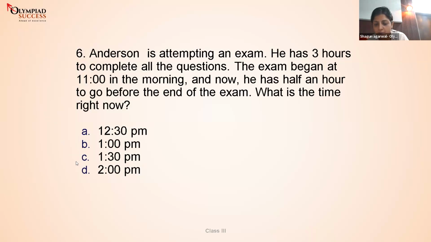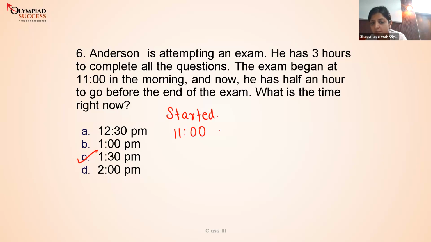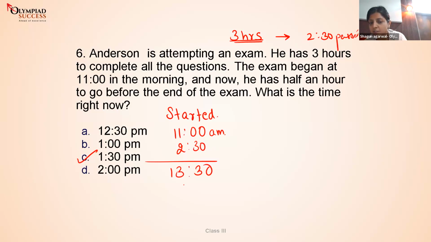Absolutely right. So how did we do this? Ma'am, I did it by subtracting half an hour from 3 hours. Absolutely. Then I'm adding the 2.5 hours to 11 o'clock. Correct. So the exam has started at 11, they've told us, in the morning, 11 a.m. The exam was supposed to last for 3 hours. But right now, there's half an hour to go. So how much time has only passed? 2.5 hours has passed. So we add 2.5 hours to 11 a.m. When we add this, we get 13:30. 13:30 is nothing but 1:30 p.m.